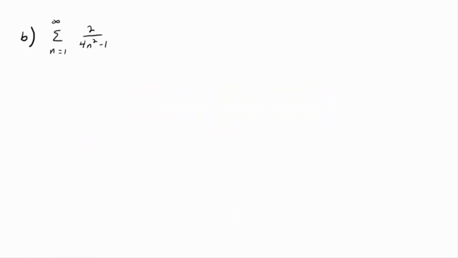So now we have the sum from n equals 1 to infinity of a single fraction, 2 divided by 4n squared minus 1. We've got to figure out what to do here. If you write it out like we did last time, you're not going to see any kind of cancellation pattern. But this one is a telescoping series in disguise, and you're going to have to write it as a difference of two rational functions to see it.